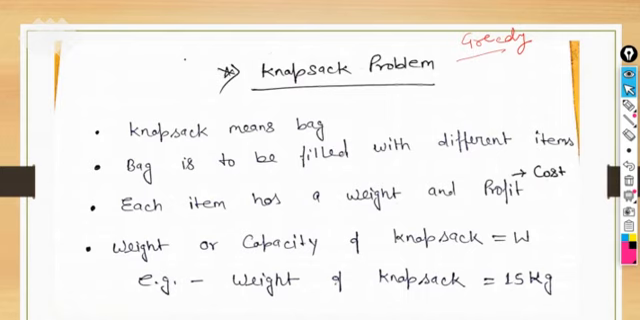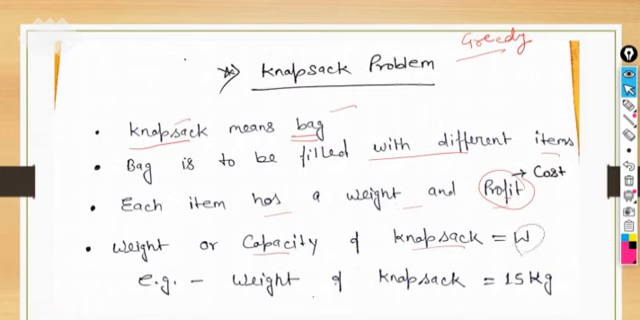There are some key points to note regarding the knapsack problem. First of all, what is it actually? Knapsack here means we are considering a bag, and the bag is to be filled. What is the problem statement here? A knapsack, that is your bag, is to be filled with different items, and each item has some weight and profit. Profit you can say is like the cost of that particular item. The capacity of the knapsack will also be there.